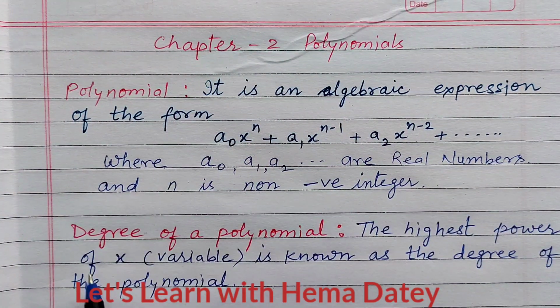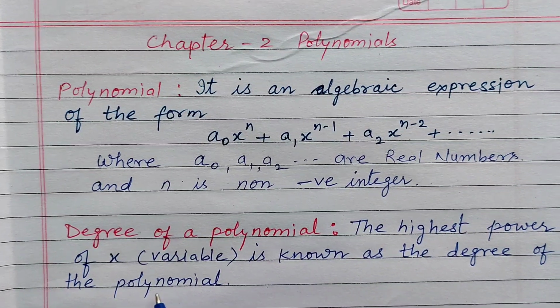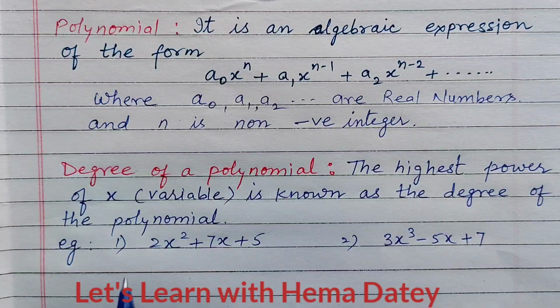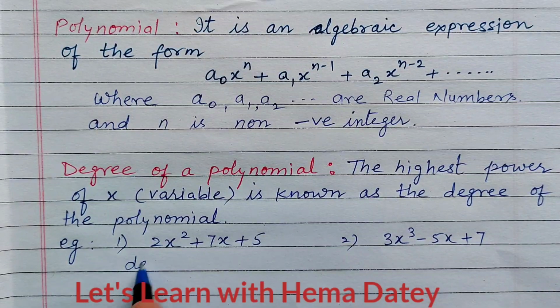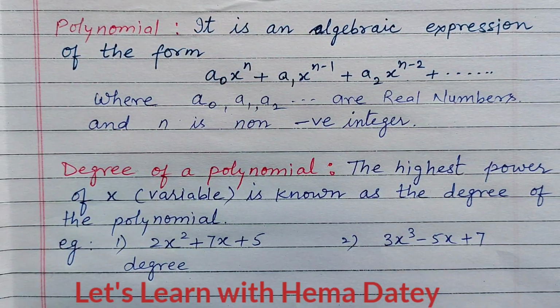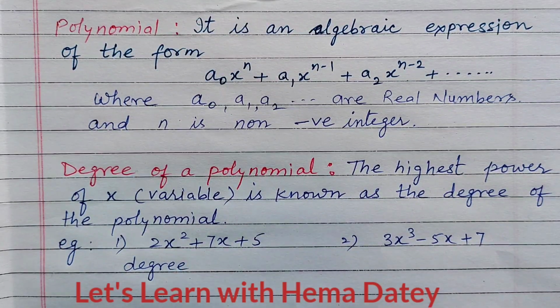Now let's see the degree of a polynomial. The highest power of x, or the variable of the polynomial, is known as the degree of the polynomial. The first polynomial is 2x square plus 7x plus 5, and the highest power of variable x, you can see, is 2. So the degree of the polynomial will be 2.